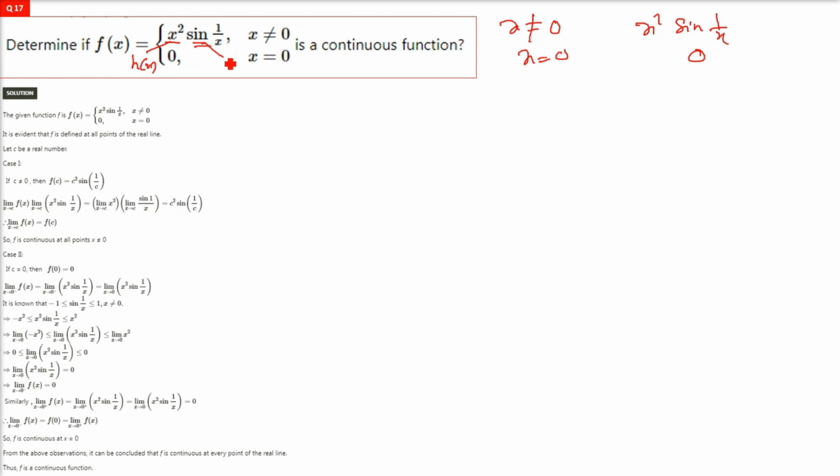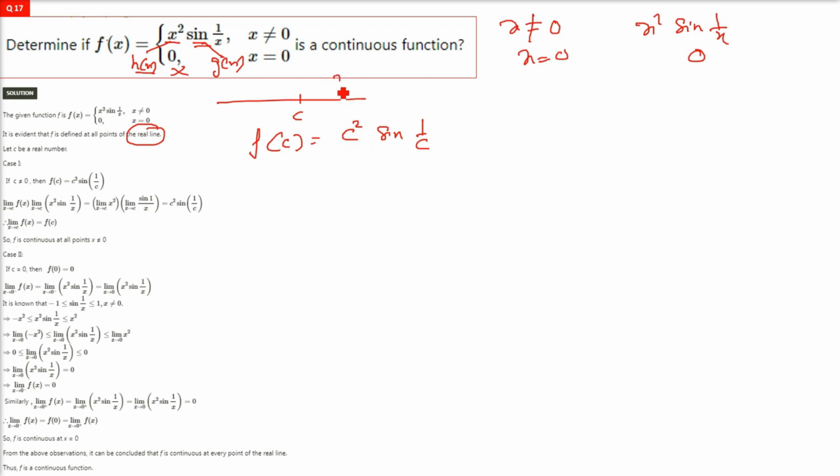So x square sine 1 by x is simply x square, which is one function, and sine 1 by x, which is another function. x square is a polynomial function, and sine 1 by x is a trigonometric function. Because they are individually continuous, the multiplication of these two will also give you continuity. Because this is continuous on the real numbers, we can choose any c. So f(c) will be what? If you replace the x value with c, you get c square sine 1 by c.